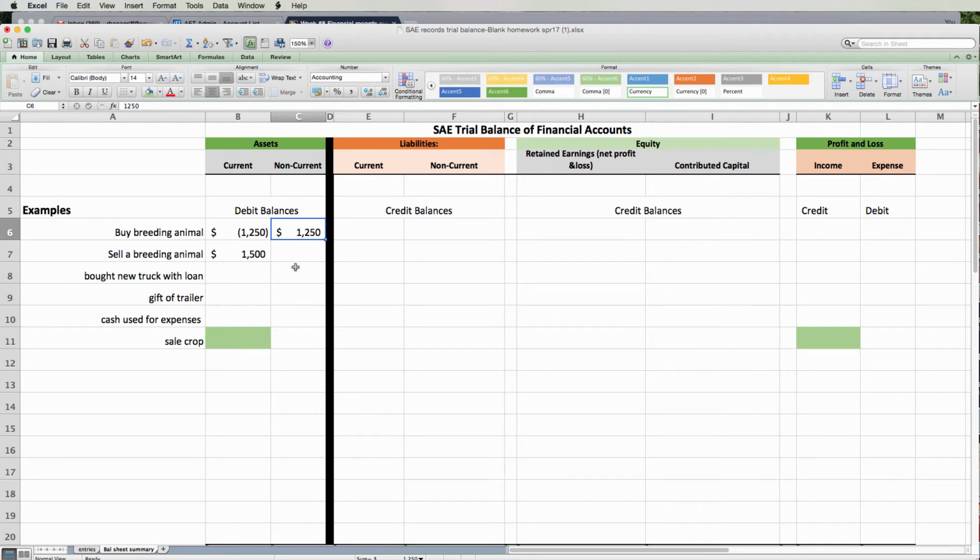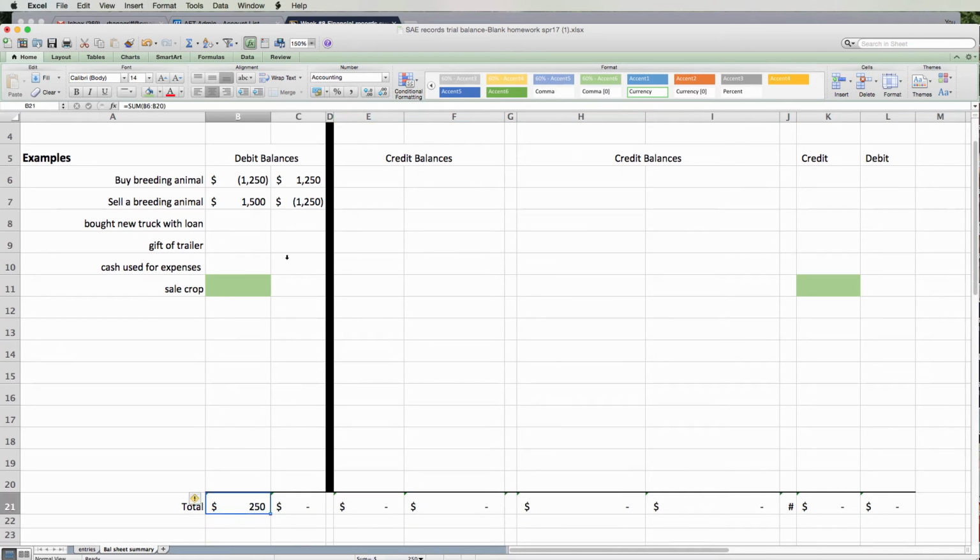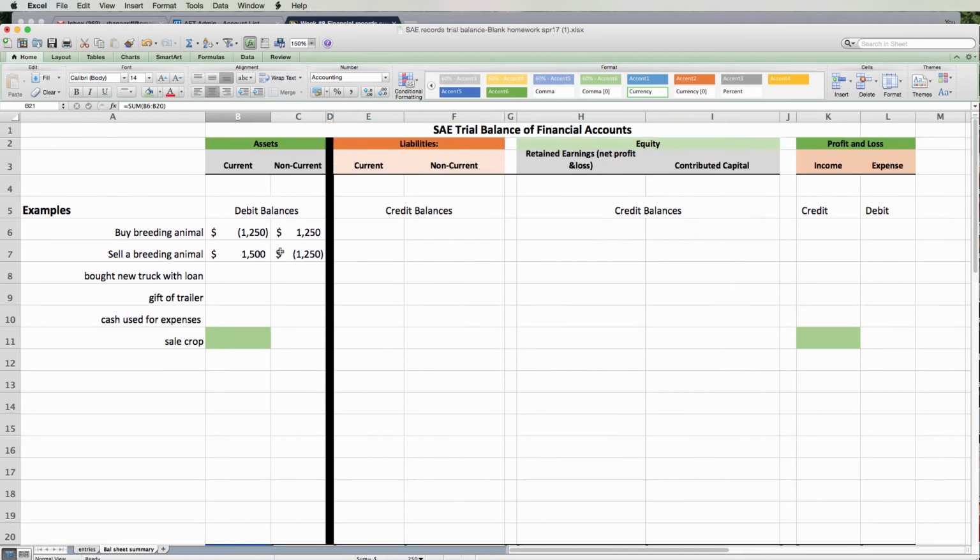And I had an asset worth $1,250. So if I hit a credit on that, that comes out at $1,250. I am off by $250. I do not balance. So then the question is, where does that money go? So you got a debit for $1,500, credit for $1,250, you need another credit.